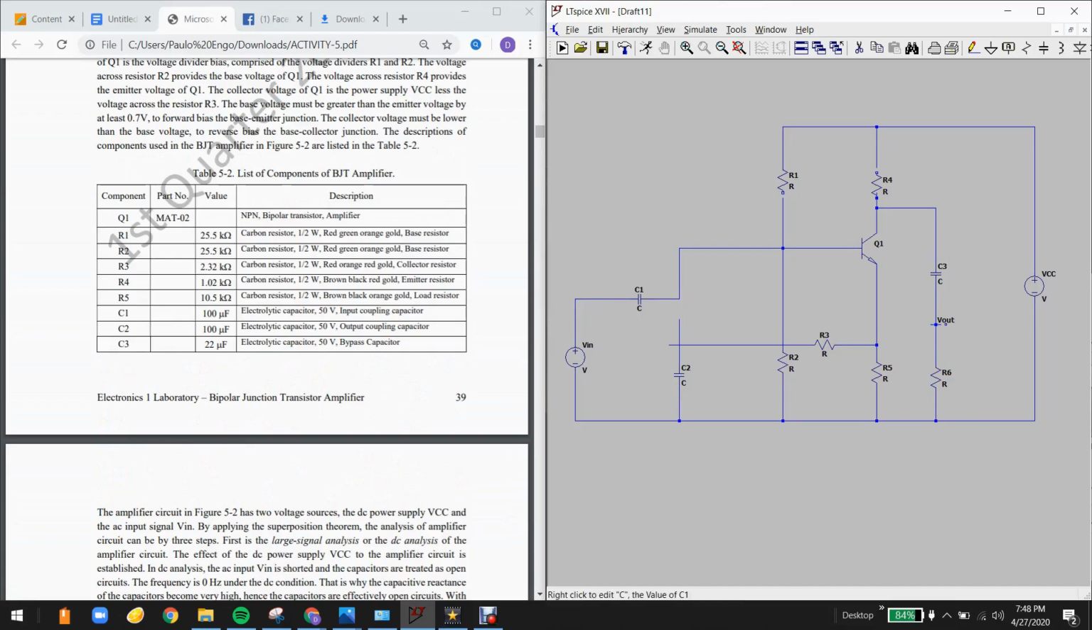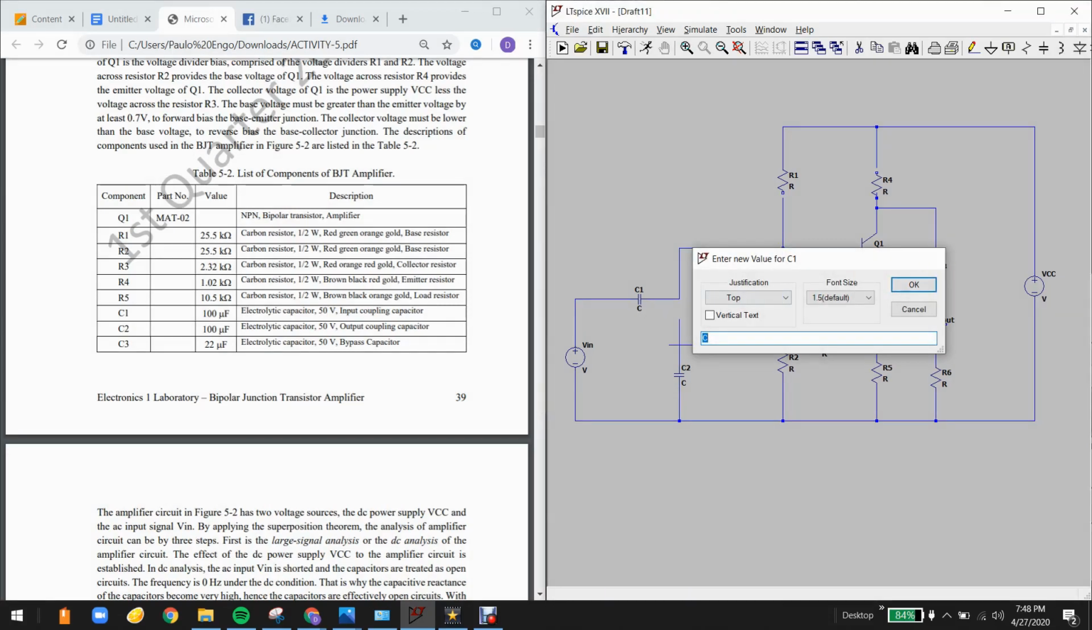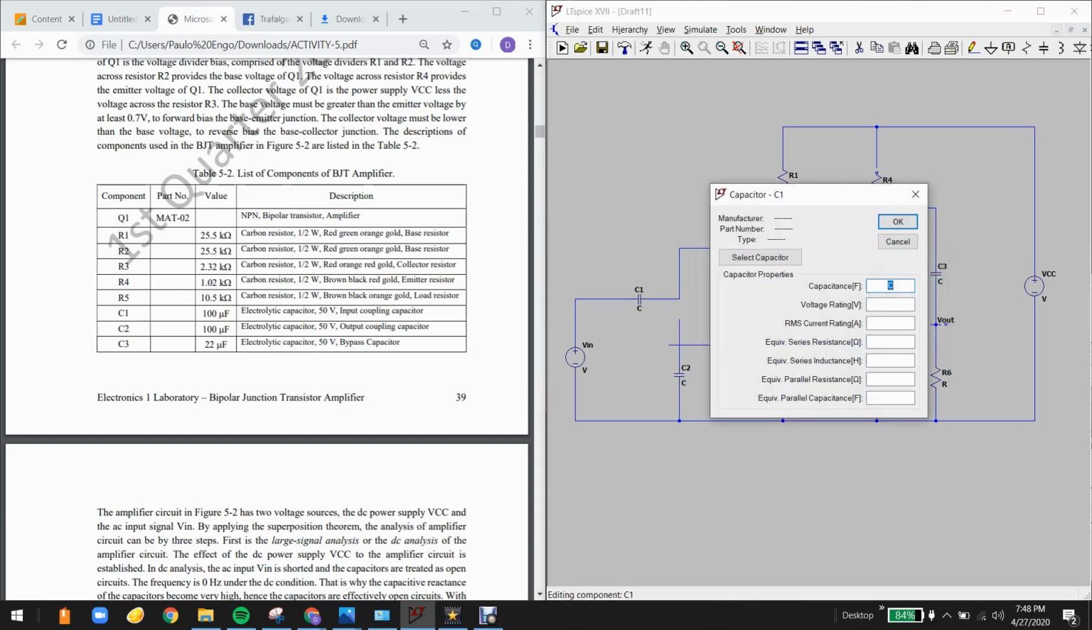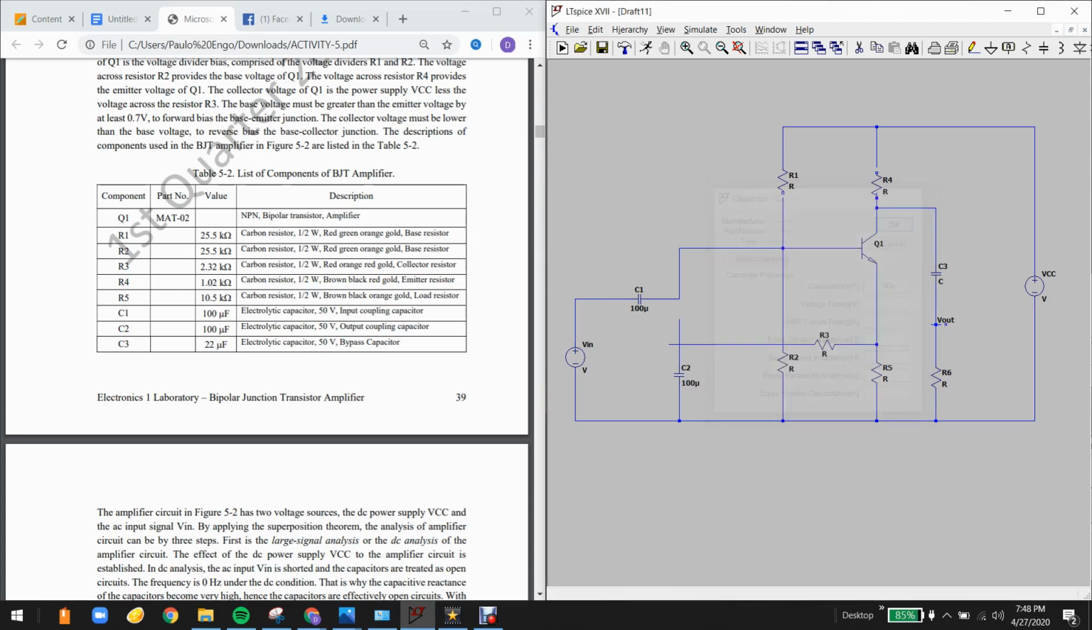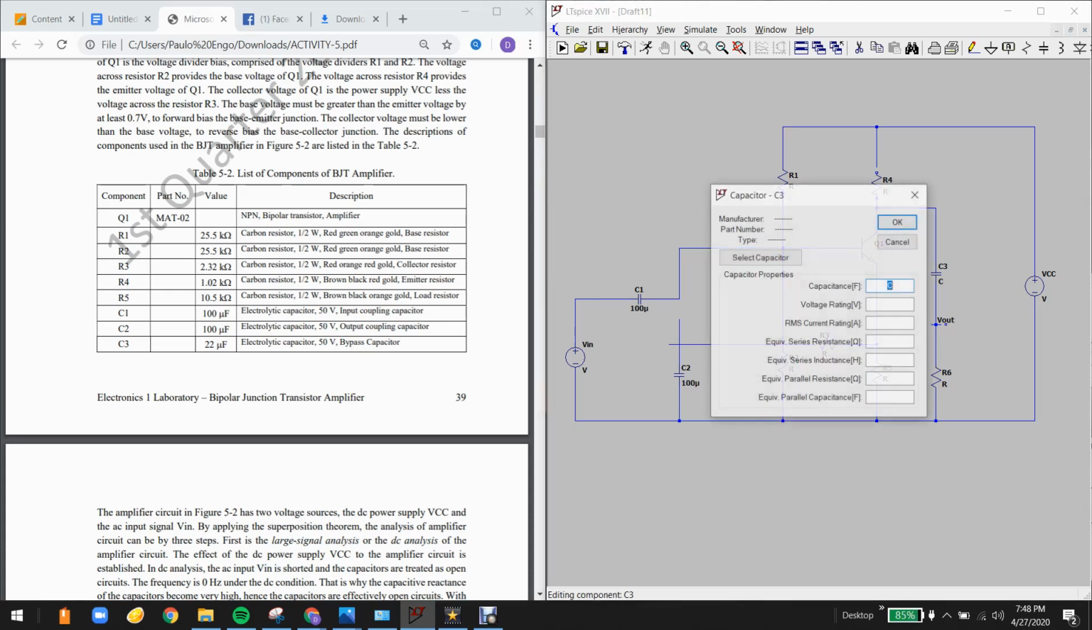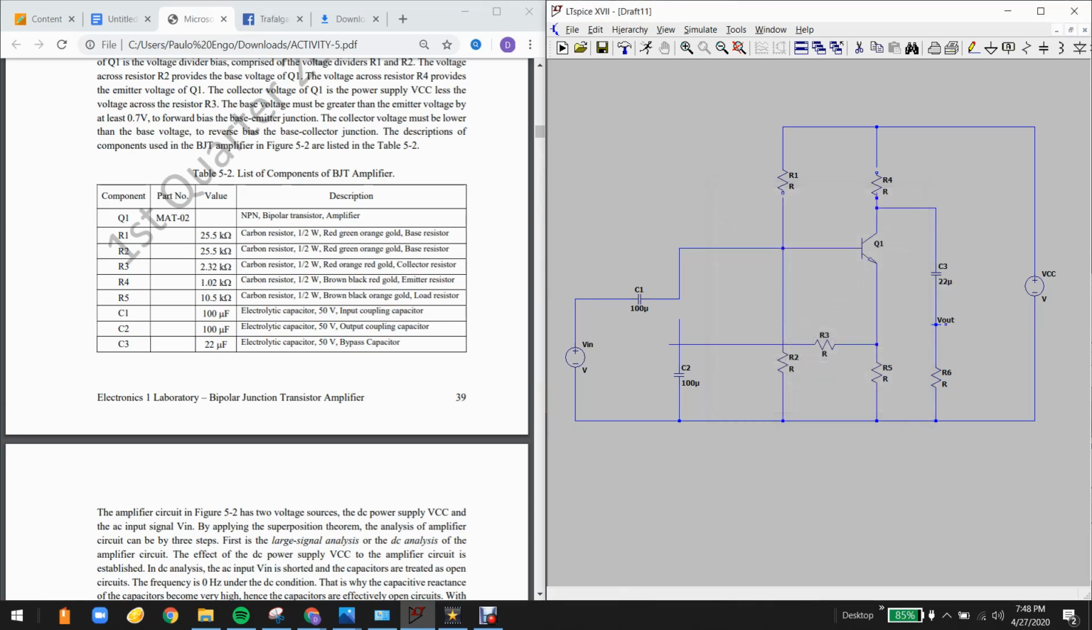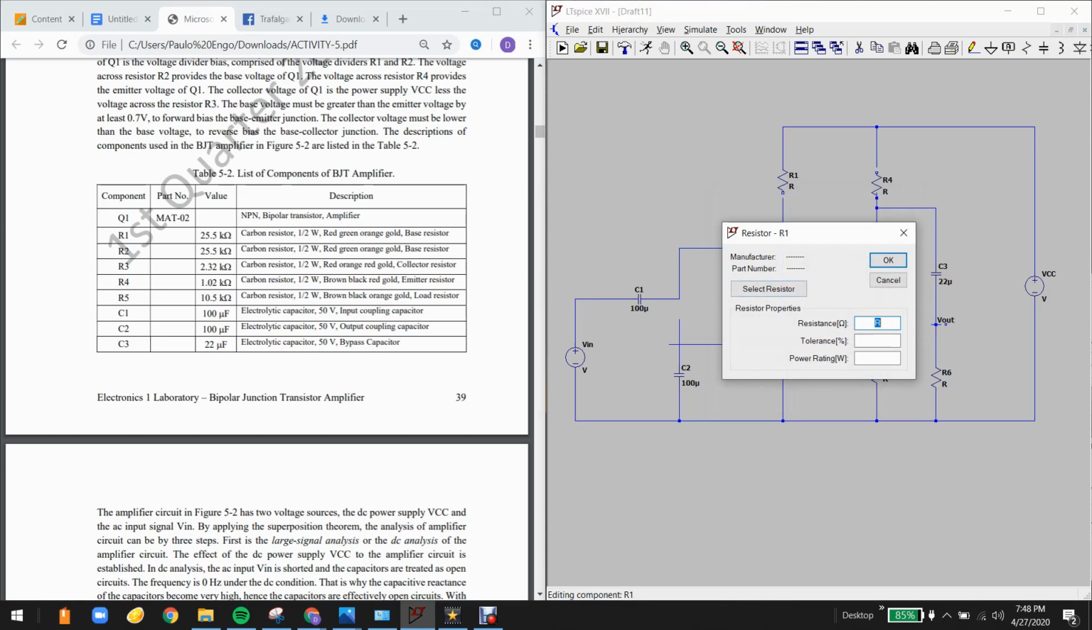The value of the components. For C1, that's 100 µ. C2, also 100 µ. For C3, that's 22 µ. For R1, that's 25.5K. R2, 25.5K.